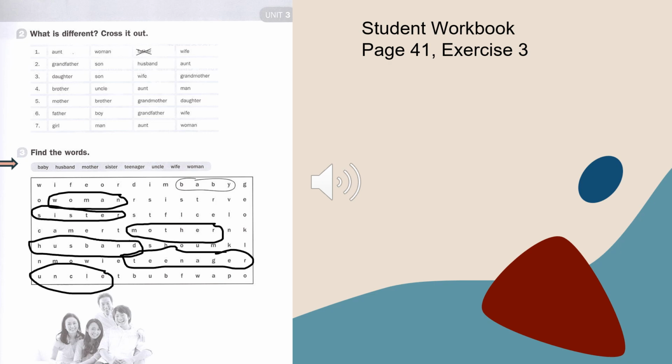The answers for exercise 3, page 41 in the student workbook are, well, they already did baby for you. The next one, do you see woman? Then there is sister. The next one, mother. Husband. And then, what is that? Teenager. And the final one is uncle. Did you get them?